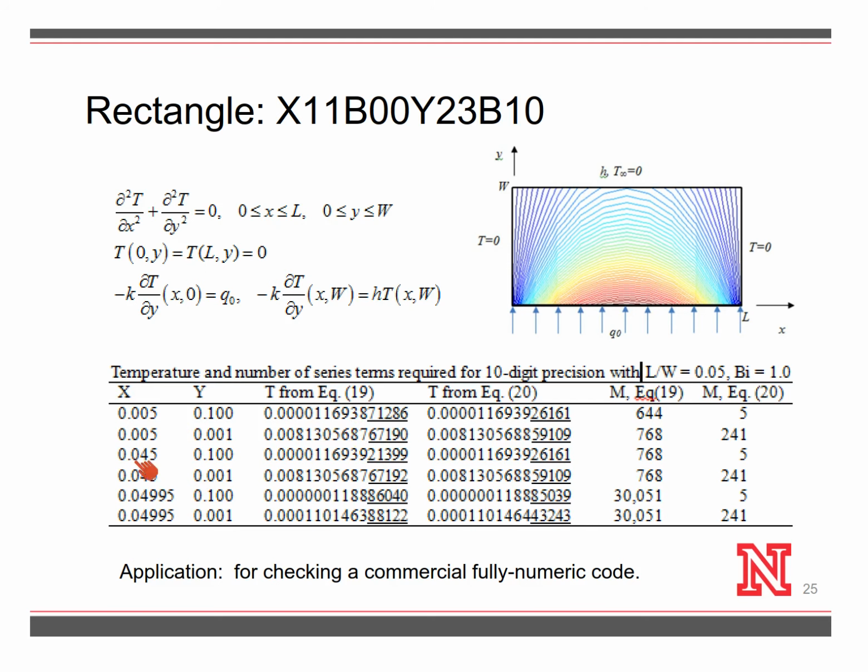Depending on where you are in the body, near the boundary, one of these behaves badly. This particular set of tables is for L over W of 0.05, so this is a small value of the L over W ratio. It turns out that one of these expressions converges quickly and one does not. And it's very terrible near the boundary. Well, if you've got 2 independent expressions, the checking is very strong. I know that these numbers are correct because they agree to 10 digits. One of the applications is checking the fully numeric code.